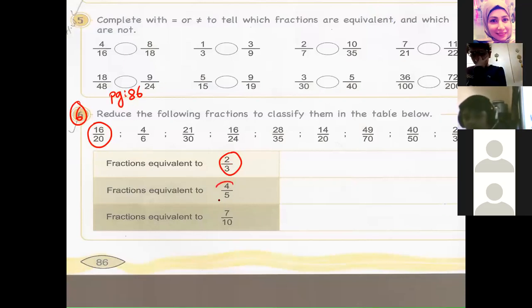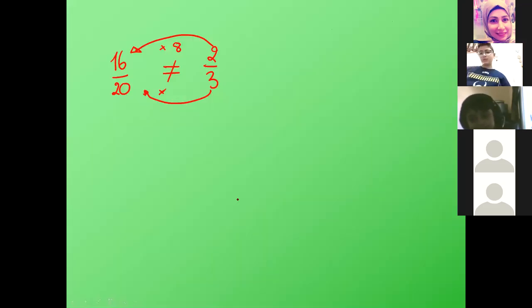Now I will check if it's equivalent to 4 over 5. Is it clear? Yes. I will write down 16 over 20 and 4 over 5. Check if they are equivalent. We'll start from the smallest fraction.